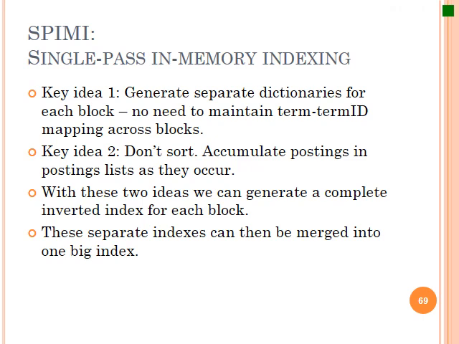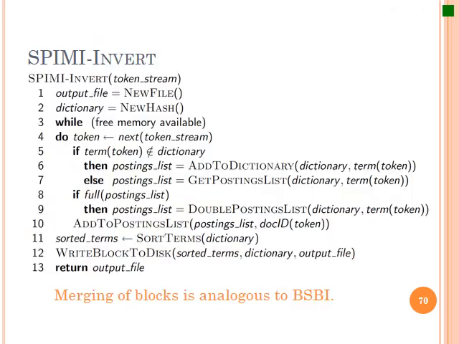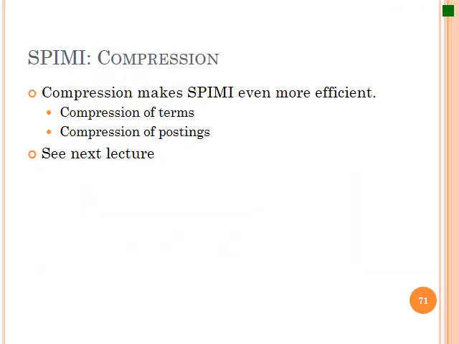As you see more and more terms in your documents, you just create more postings without sorting them. With this idea, you can generate a complete inverted index for each block, and these separate indexes can then be merged into a bigger index. So this is just the idea. This is for your information, it's not that interesting. The merging of the blocks will be analogous to BSBI that I talked about earlier.